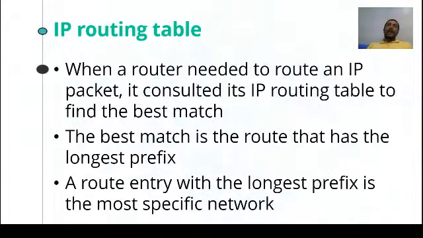What if you have multiple entries sa routing table mo? The longest match, the best match, is the route that has the longest prefix. So, for example, you currently have two entries for 192.168.1.0. Let's say one entry is 192.168.1.0/24, whereas the other entry is 192.168.1.0/25. Papunta ka sa 192.168.1.1.